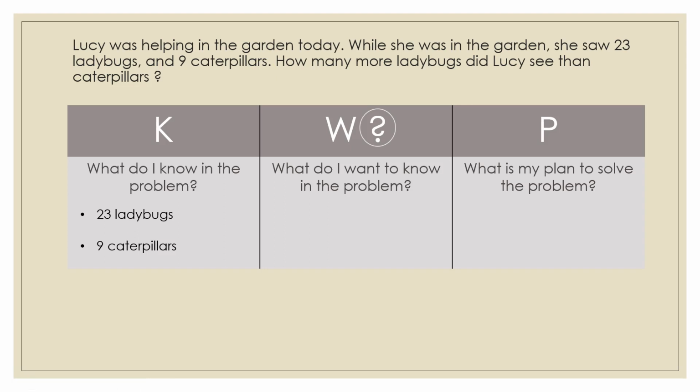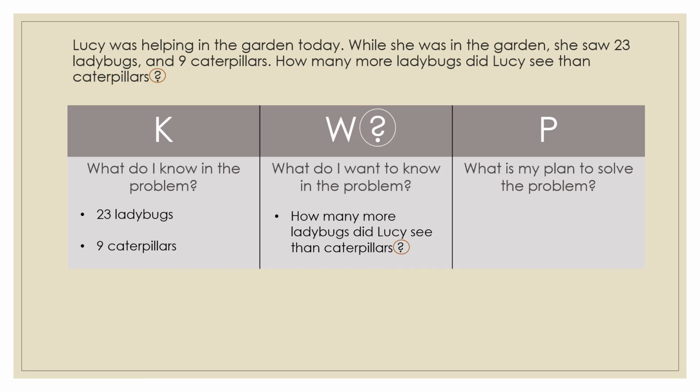Next, I'm going to go to my W with the question mark because I want to find what do I want to know in the problem. Remember, what I want to know is always going to be the question in the problem. So I'm going to go back to my question and I'm going to circle the question mark. I want to know how many more ladybugs did Lucy see than caterpillars. So I'm going to write that in my W.